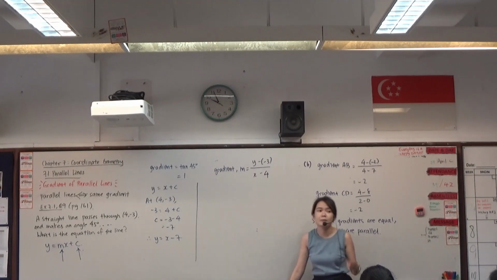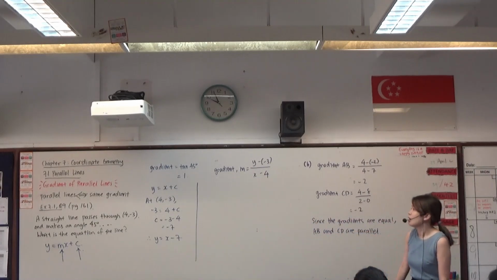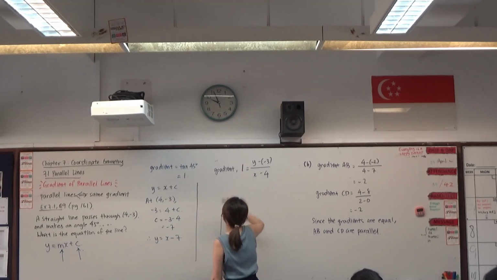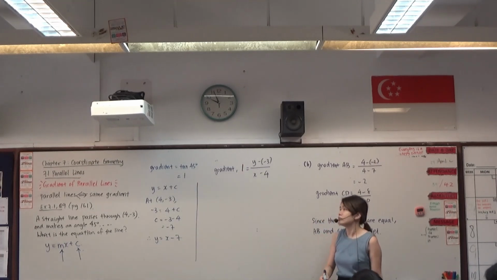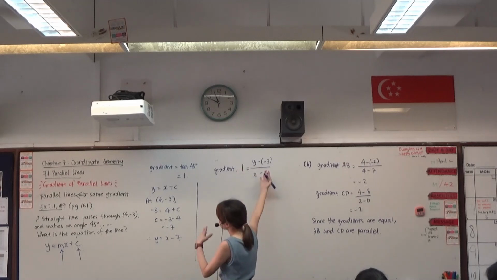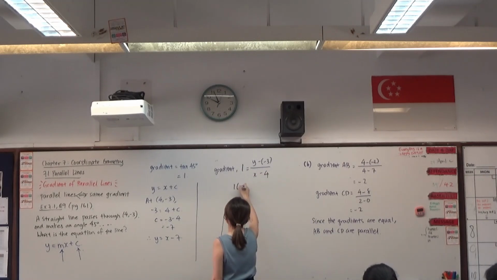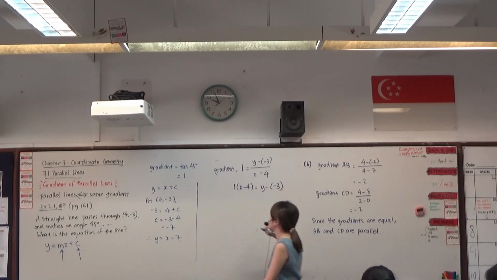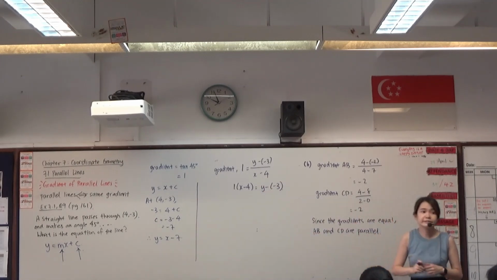I do not know another point. Okay, my gradient I actually already know, which is 1. So what I can do is to kind of rely on my gradient formula. Okay, cross multiply and I will get this.